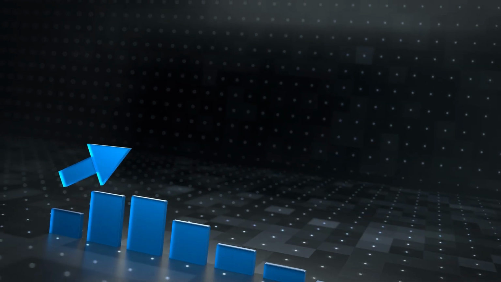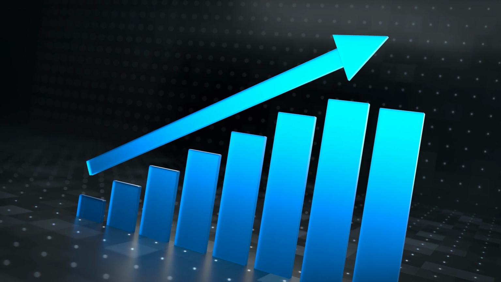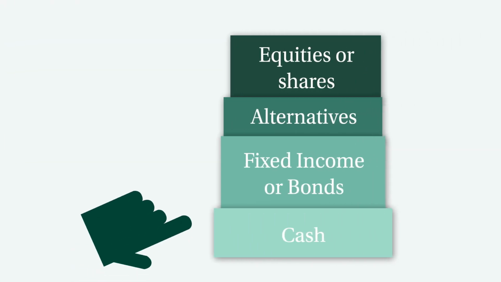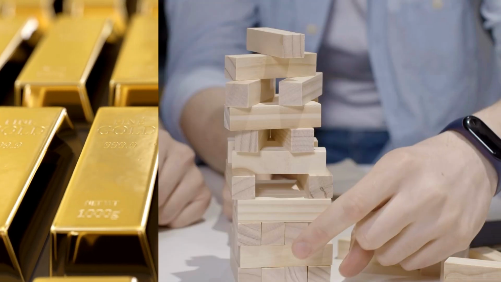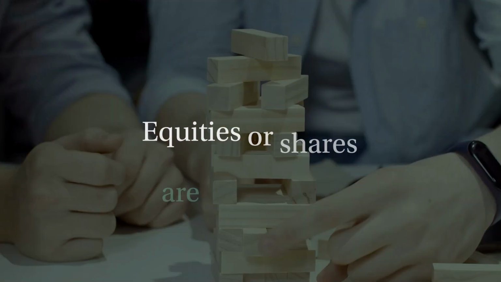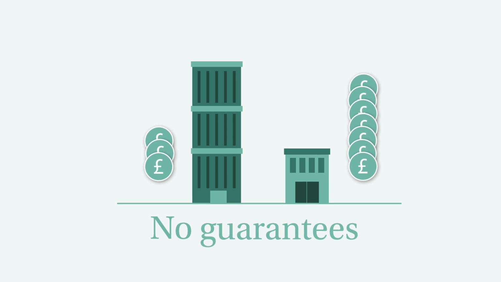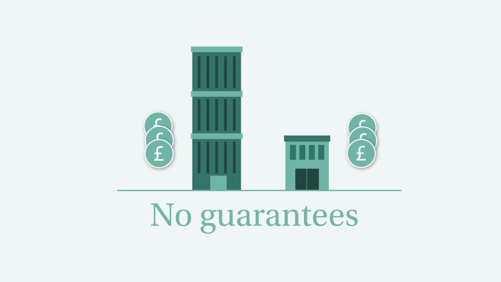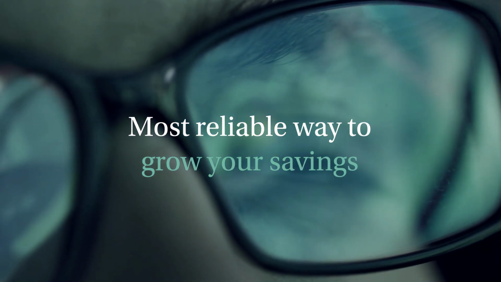Bonds provide a fixed rate of income in return for lending money to a government or company. They are generally perceived to be less risky than shares. Alternatives are just that, anything that isn't cash, bonds, or equities. Equities or shares are generally considered to be the riskiest of the asset classes. They offer no guarantees, and your return is subject to the performance of the companies you are invested in. History suggests, however, that investing in shares is the most reliable way to grow your savings and beat inflation over the long term.